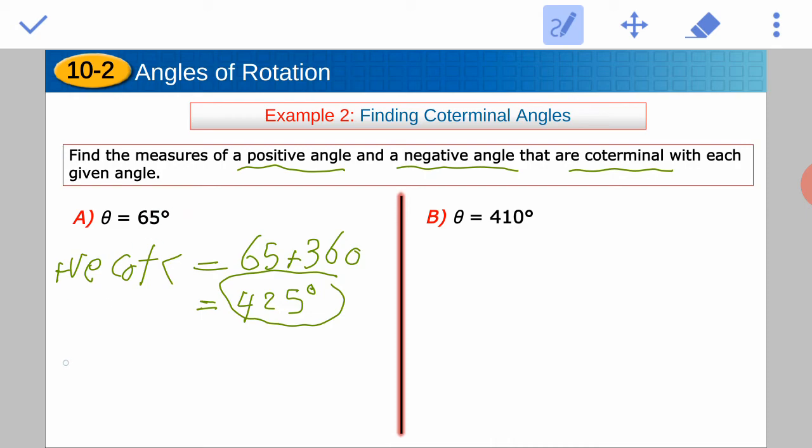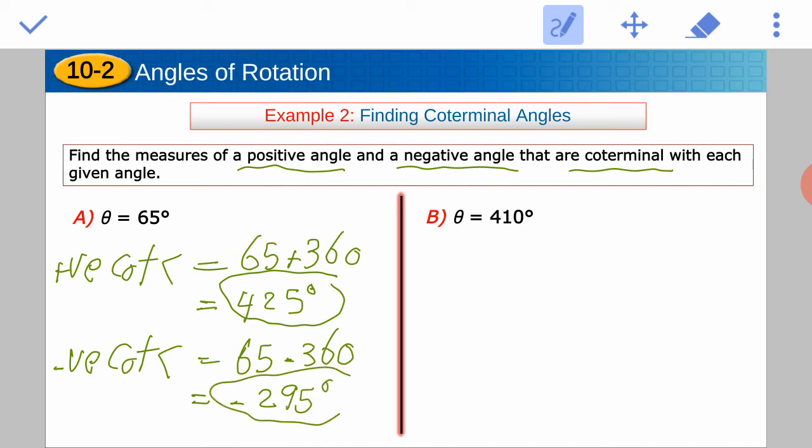We need another, negative, coterminal angle. This time, guys, I'm going to start with my original angle 65, and instead of adding any number of complete rounds, I'm going to subtract any number of complete rounds. I think it's enough to subtract 1 round. You will get a negative angle. You will get negative 295 degrees. So we get a positive and a negative coterminal angle of the same angle theta equals 65.